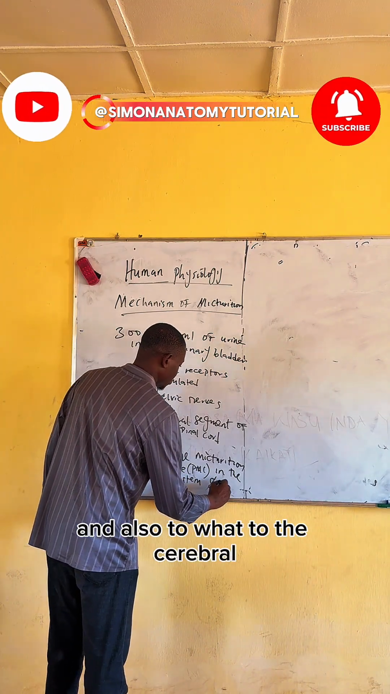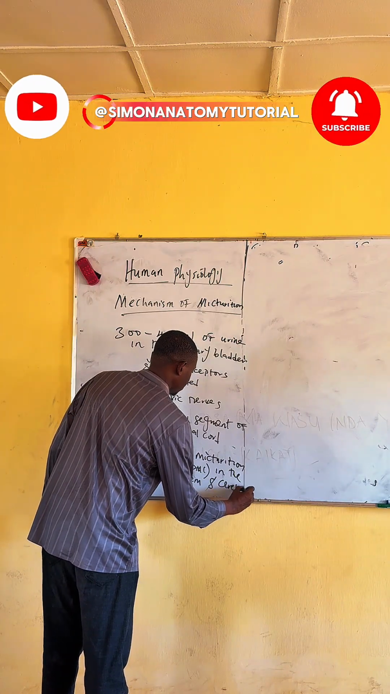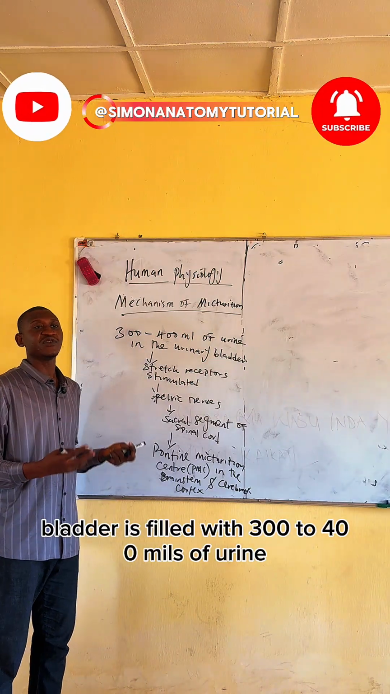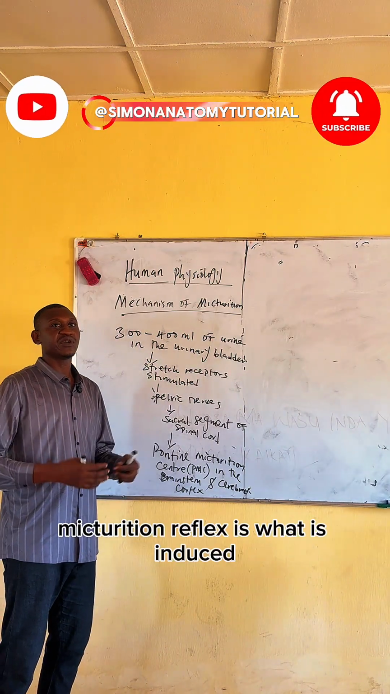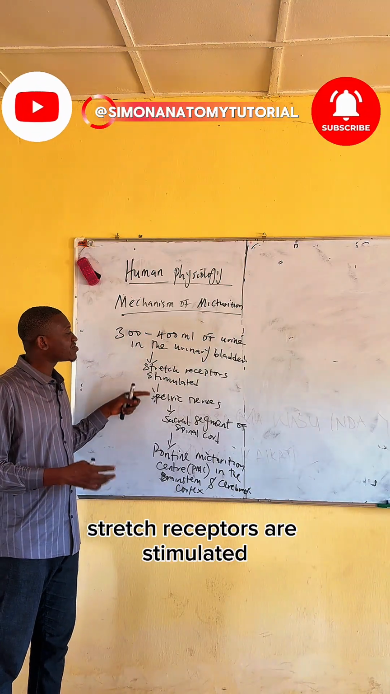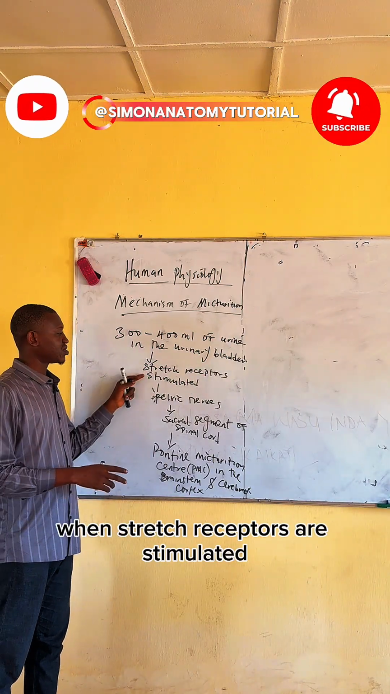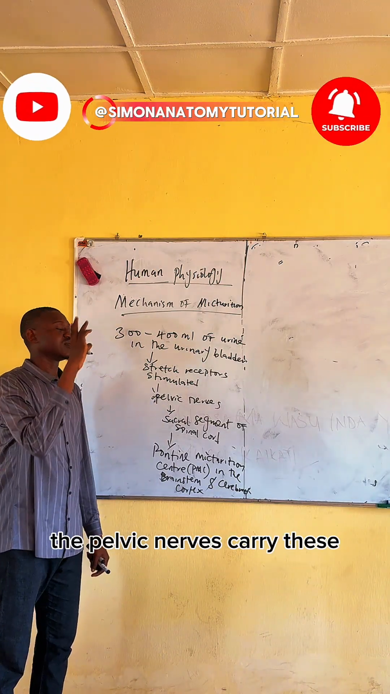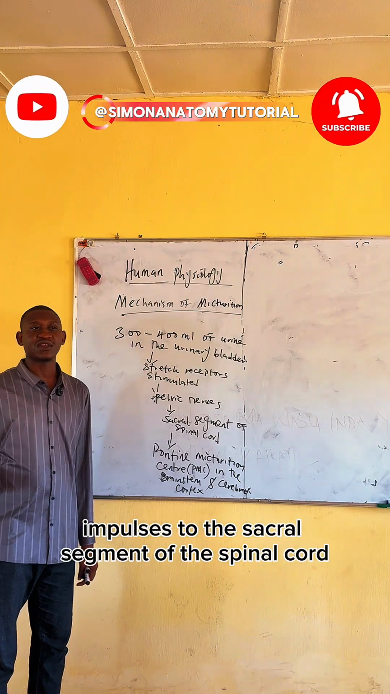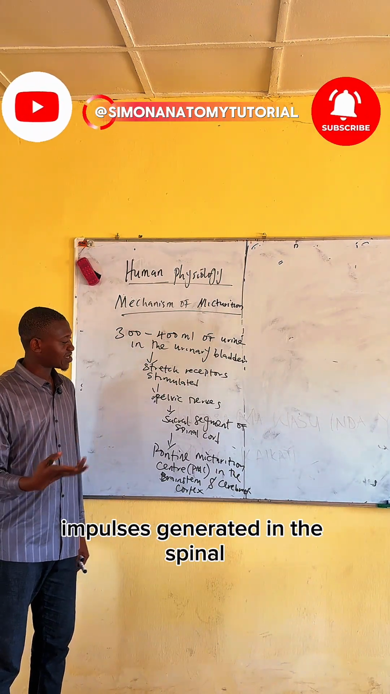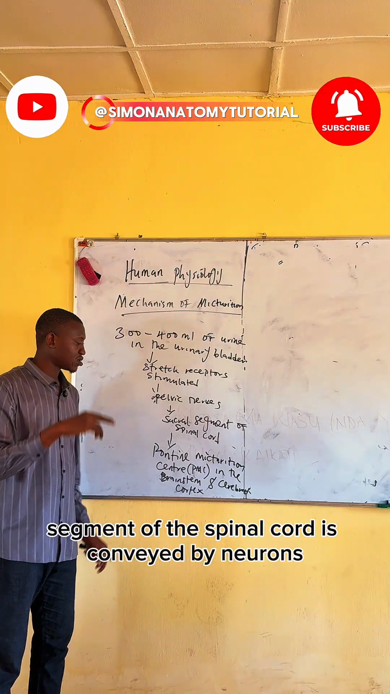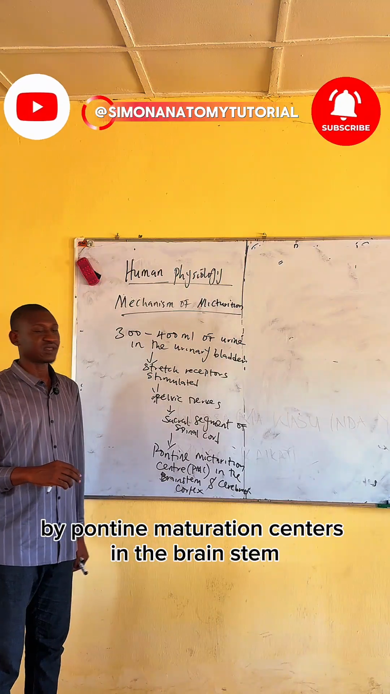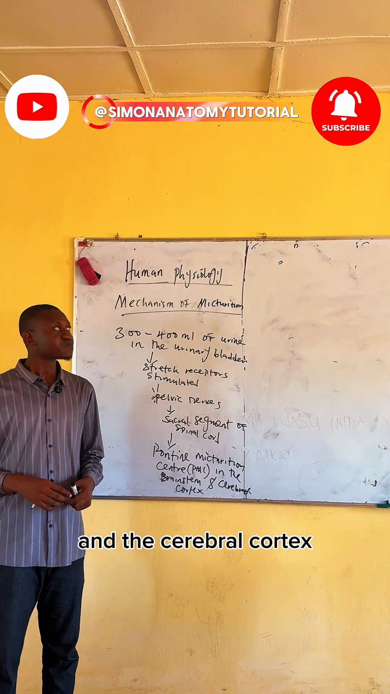And also to the cerebral cortex. So when the urinary bladder is filled with 300 to 400 mL of urine, the micturition reflex is induced. Stretch receptors are stimulated. When stretch receptors are stimulated, the pelvic nerves carry these impulses to the sacral segment of the spinal cord. Impulses generated in the sacral segment of the spinal cord are conveyed by neurons to the pontine micturition centers in the brainstem and the cerebral cortex.